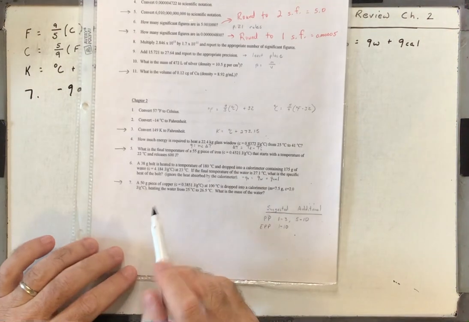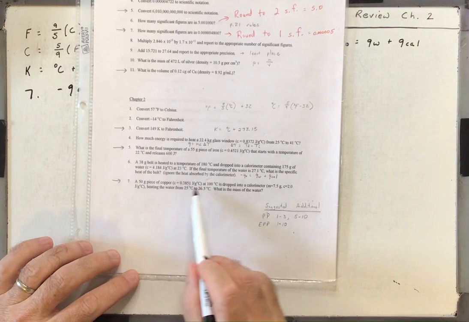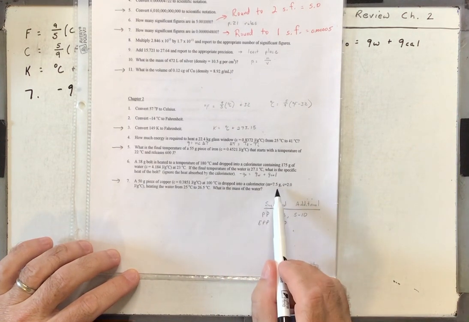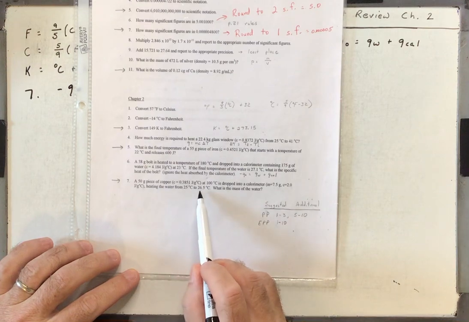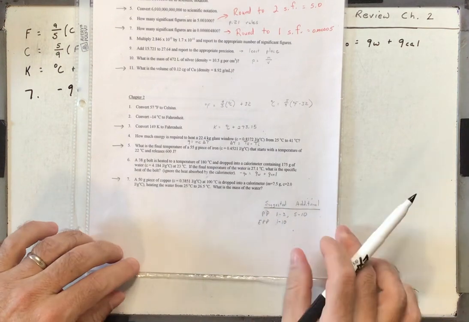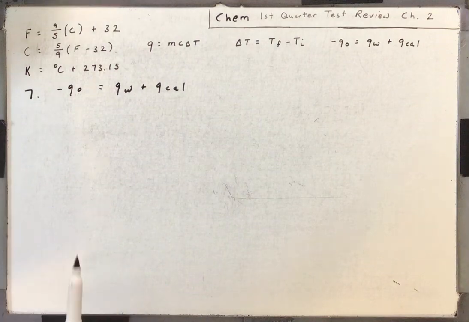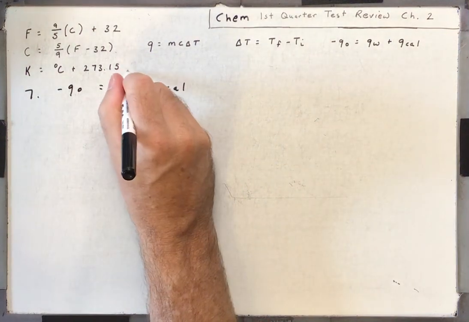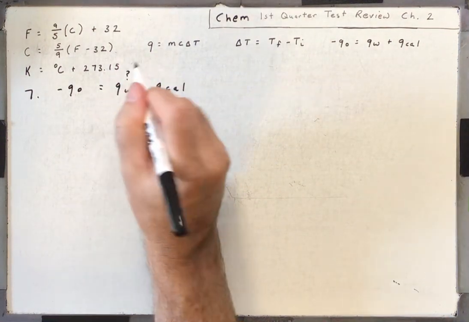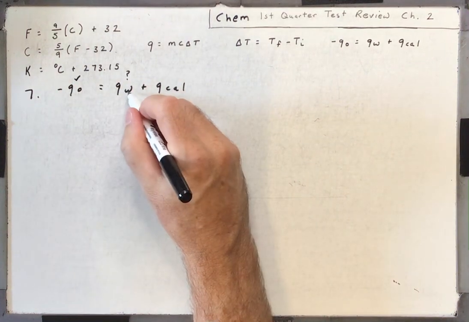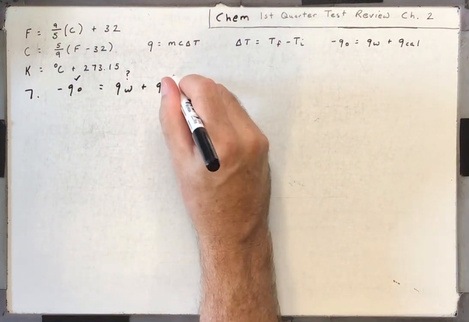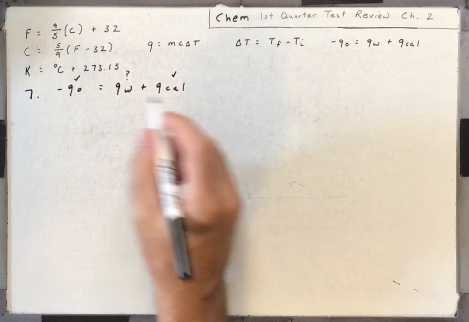So a 50-gram piece of copper at 100 degrees C is dropped into a calorimeter. That information's given. Heating the water from 25 to 26.5, what's the mass of the water? Okay, this time we can't get the Q of the water because we don't know the mass, but we can get the Q of the object and the Q of the calorimeter.